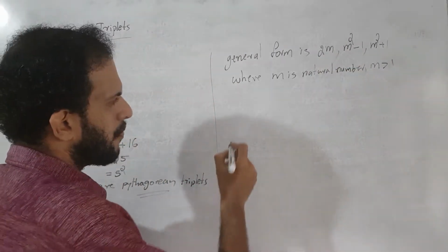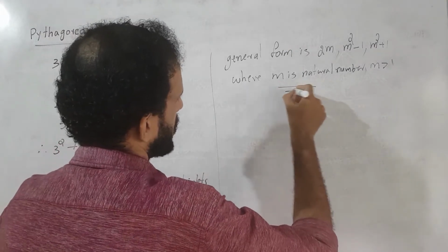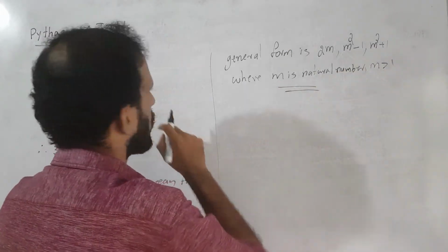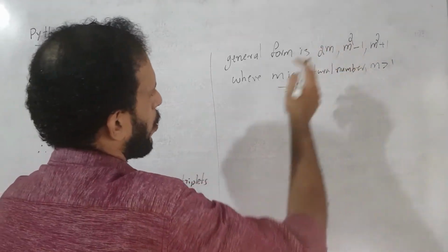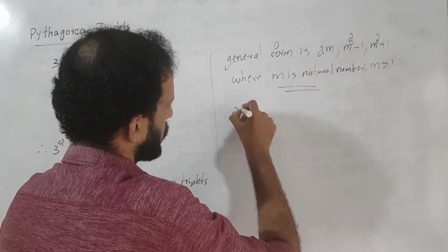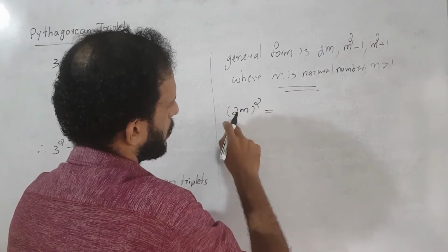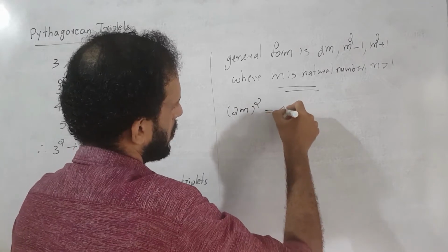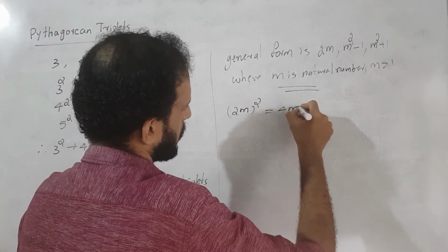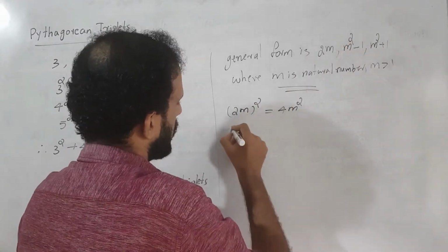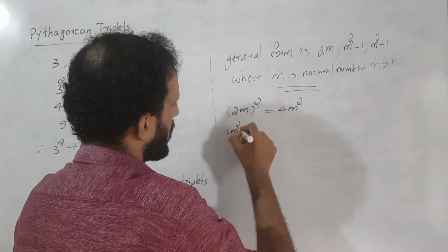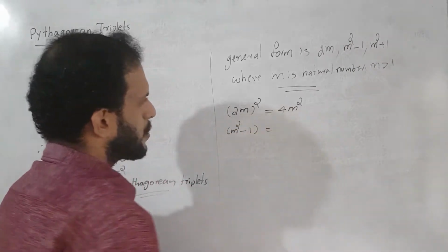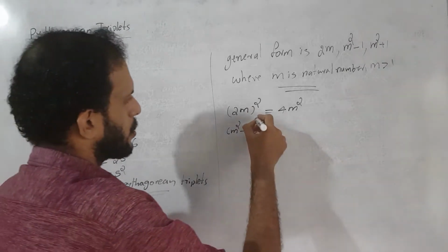Then we just verifying is not necessary. We just verifying if we get this Pythagorean triplet. Then we find the square of three numbers. What is (2m) square? 2 square is 4, m square is m square. Okay. Then the square of m square minus 1, (m square minus 1) whole square.